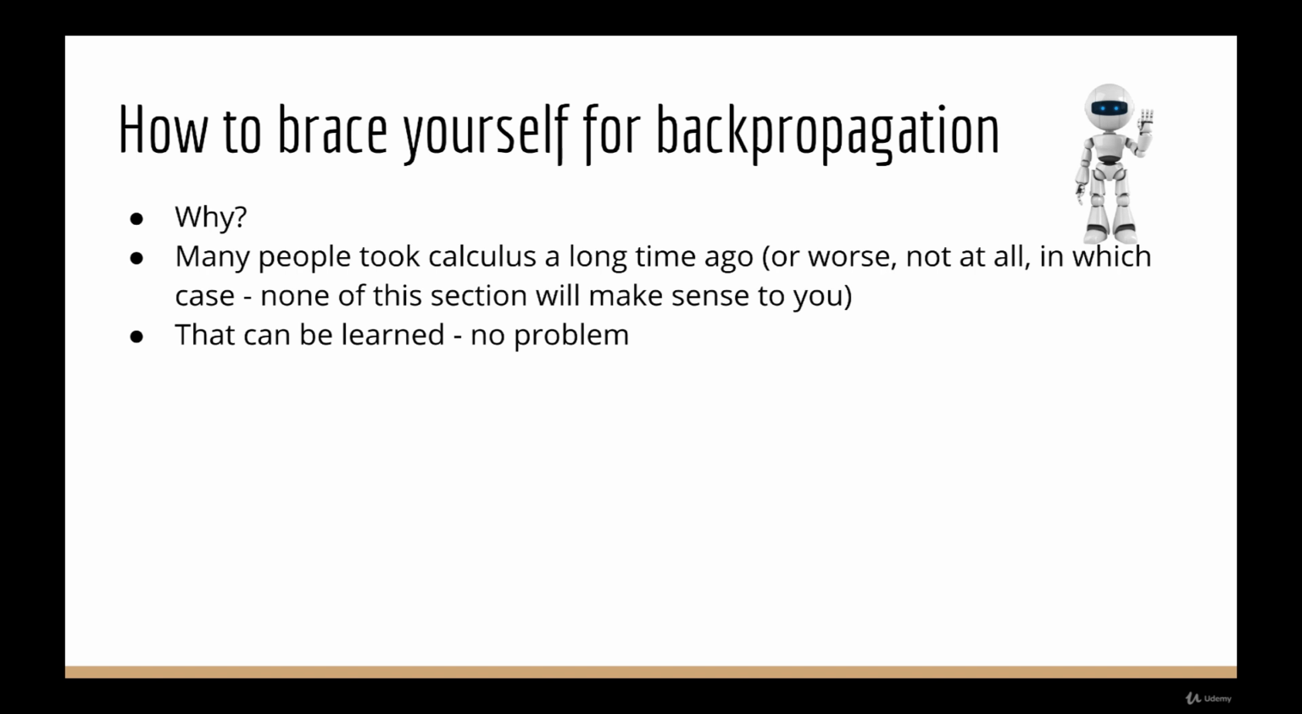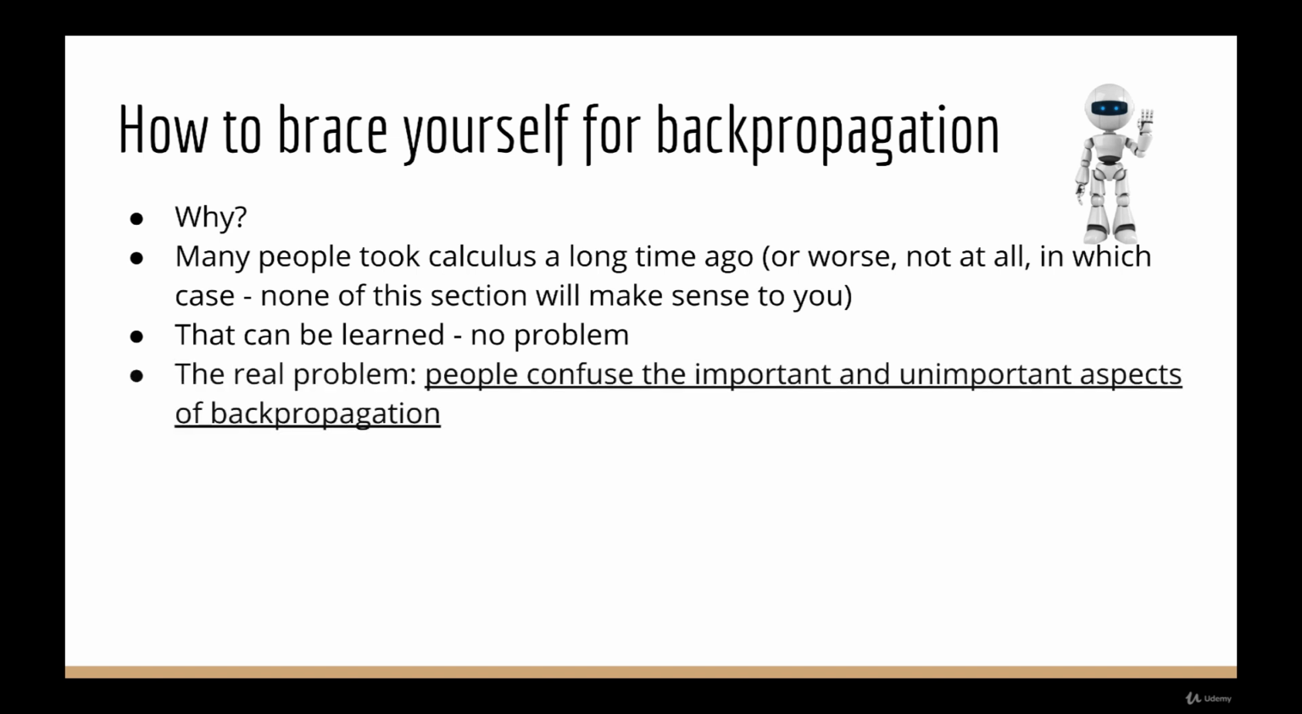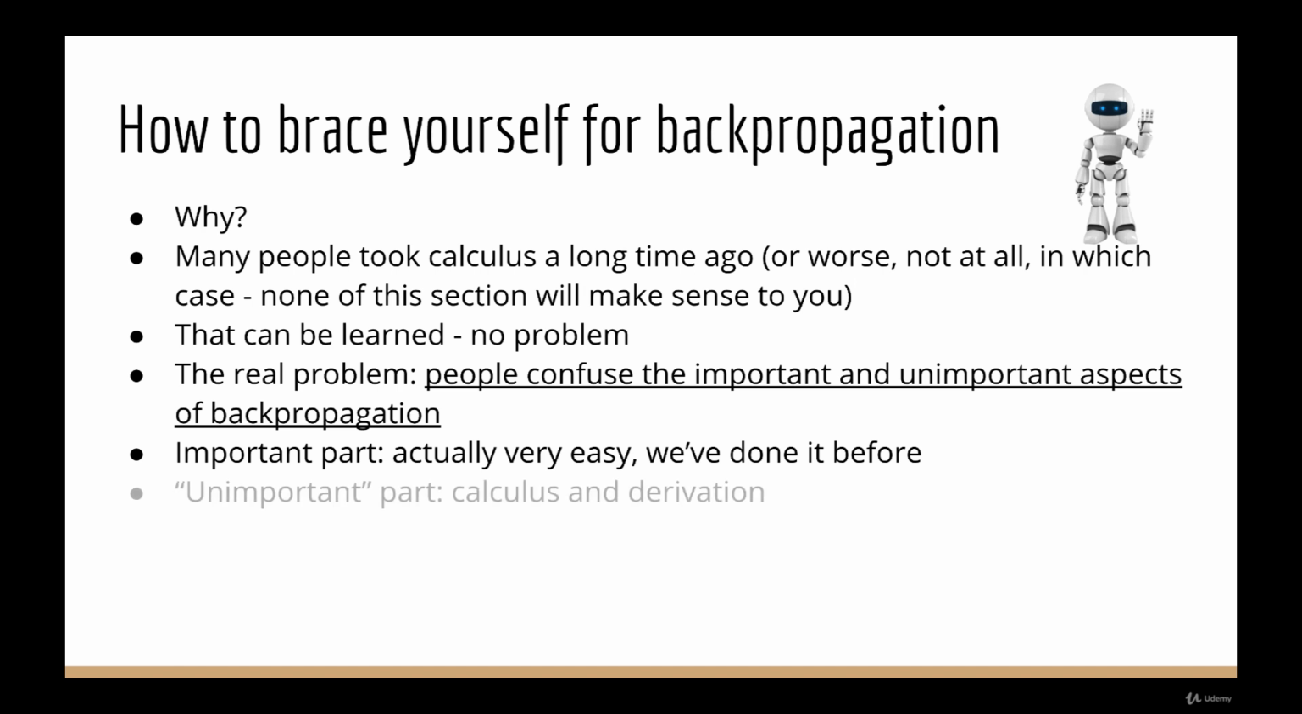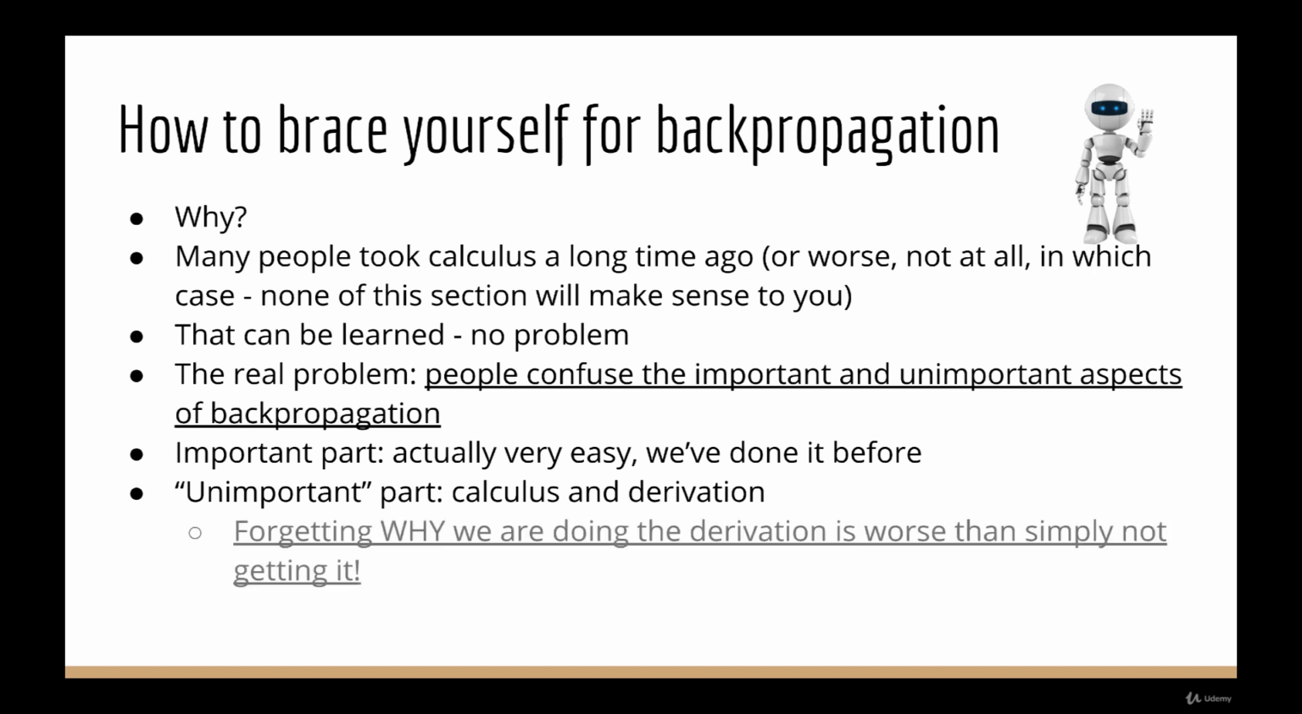A lot of people confuse the important aspects for the unimportant aspects of backpropagation. In particular, the important aspect, the thing that you should focus on, is actually very easy, and you've done it before. The unimportant aspect is the calculus and the derivation. Obviously, that will improve your understanding, but if you forget why we're doing what we're doing in the first place, that's worse than simply not getting it.